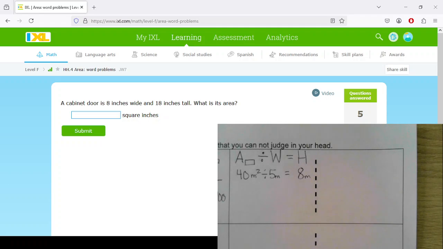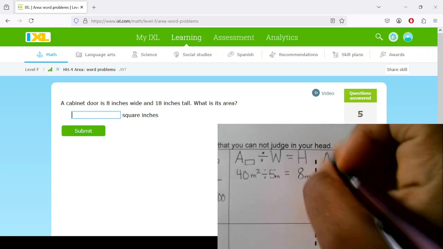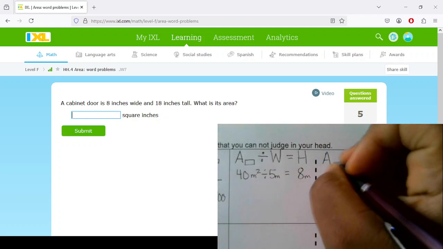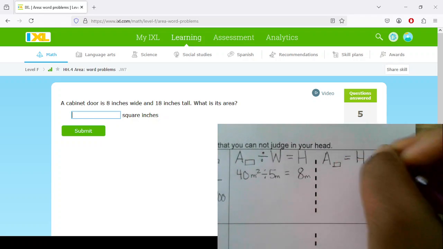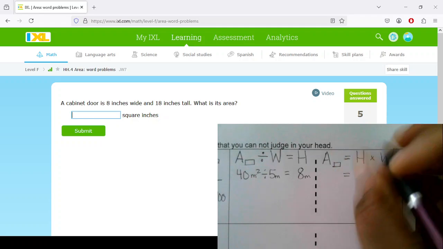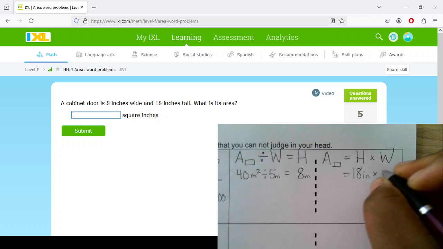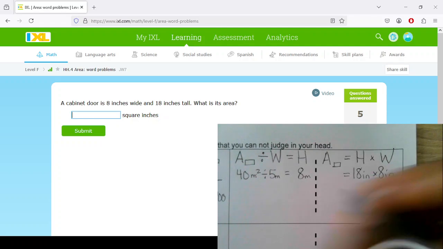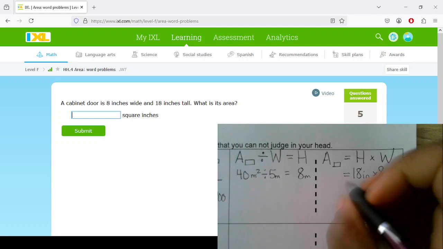A cabinet door is 8 inches wide and 18 inches tall. What is its area? I cannot judge 8 times 18 in my head because I'm only in the 4th grade. So area of a rectangle is calculated by multiplying the height dimension times the width dimension. 18 inches tall, 8 inches wide, 144 square inches.